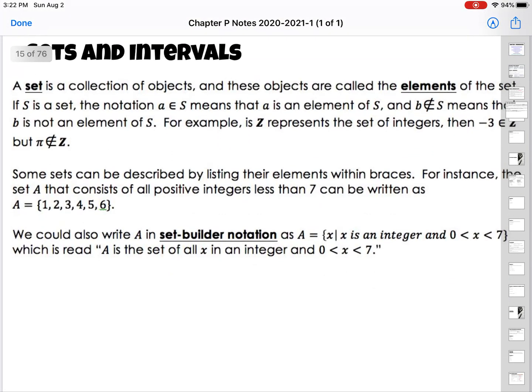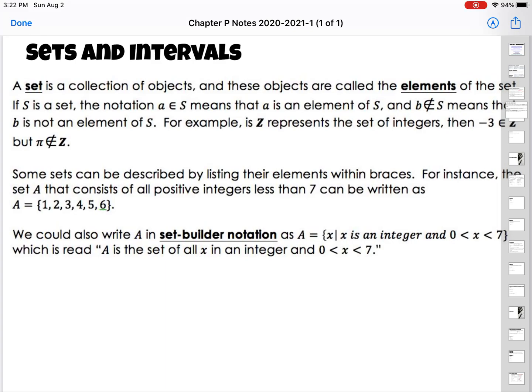Sets and intervals. A set is a collection of objects, and these objects are called elements of the set. If S is a set, the notation A is in S, that's what that weird looking E symbol is, means is in. A is in set S means that A is an element of S. When we put the slash in it, it means that it is not an element of it.